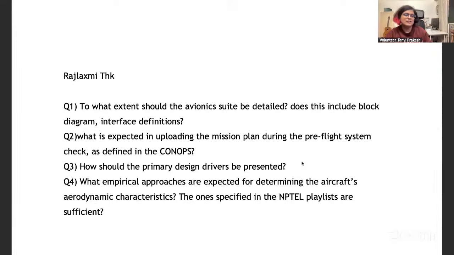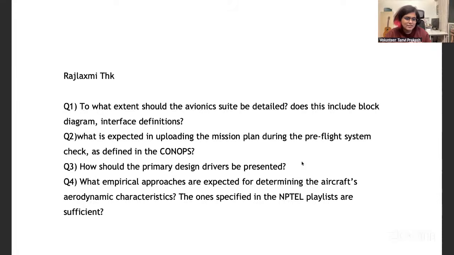The second question is, what is expected in uploading the mission plan during the pre-flight system check as defined in the ConOps? This is not in the scope of the NACDeC competition. There is no uploading or downloading or even software like Mission Planner involved in this, because you're not going to build it, you're not going to fly it. This is an aircraft design exercise, so this is out of scope.